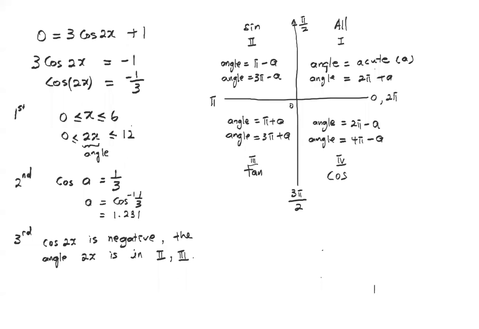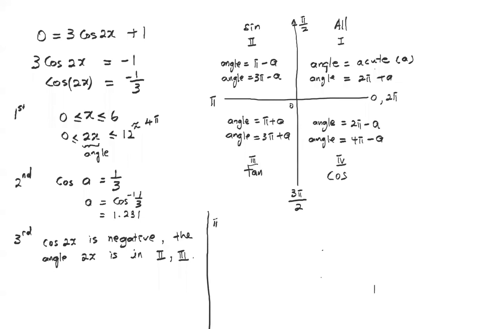So 12 is approximately how many pi? 4 pi, approximately, but less than 4 pi, correct? So we write there 4 pi. Okay, so we have determined that cos 2x is negative. The angle 2x is in second and third quadrant. So we start to calculate now.